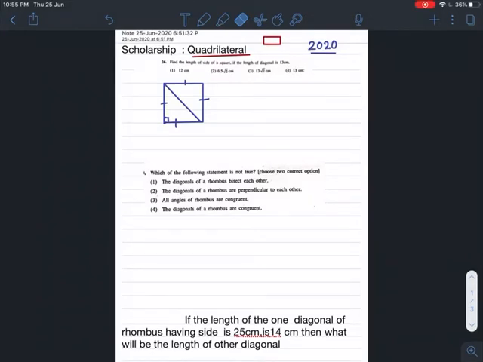Students, in the last video we studied types and important properties of quadrilaterals. In the 2020 scholarship exam, 5 questions were asked on quadrilaterals only. So you will easily get 10 marks if you know all the properties of quadrilaterals. In this video we will see some examples which were asked in the scholarship paper of 2020.